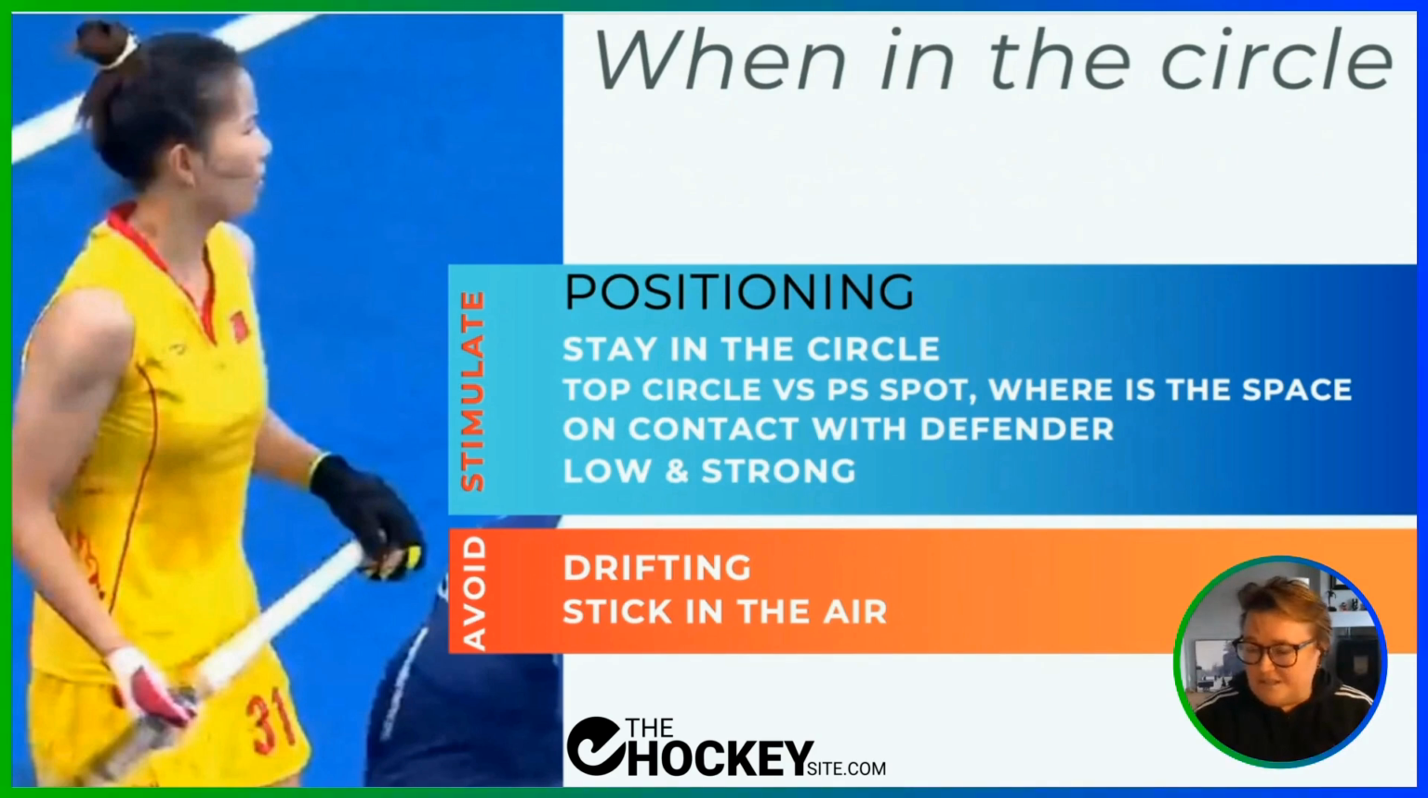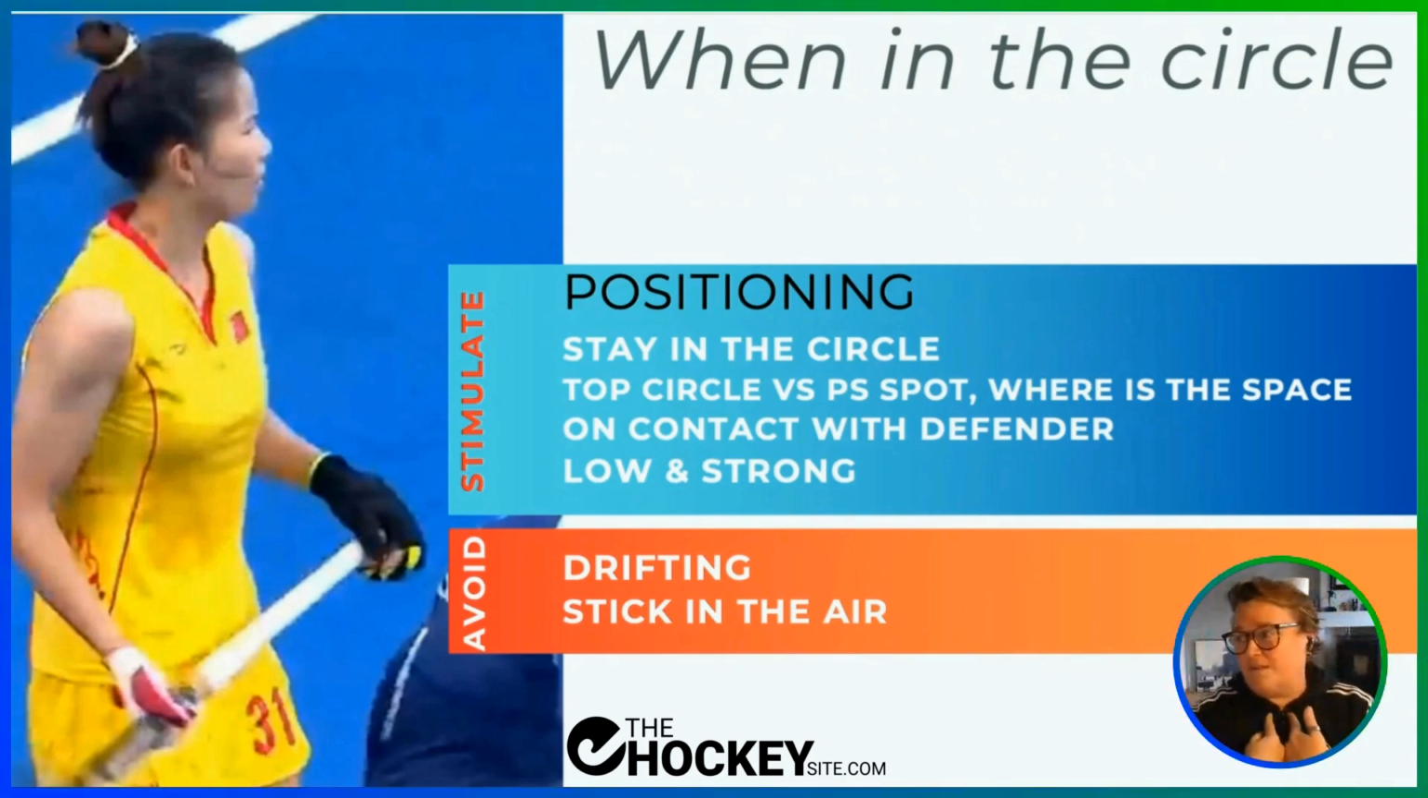That means avoid drifting. Drifting is just watching the ball and moving away. It's drifting, moving away from the circle, away from the goal. We want to stimulate, position yourself where the space is, at the top of the circle versus the penalty stroke spot. Often, if you're at the top of the circle, you've got space behind you. If you're at the penalty stroke spot, you've got space in front of you.